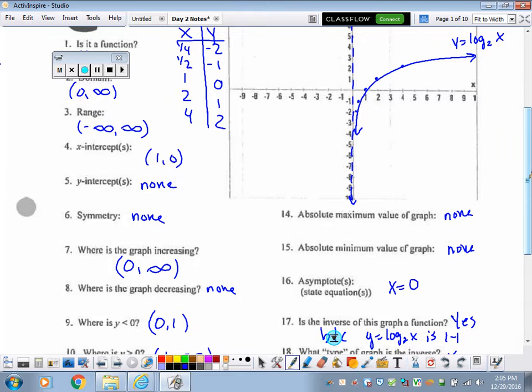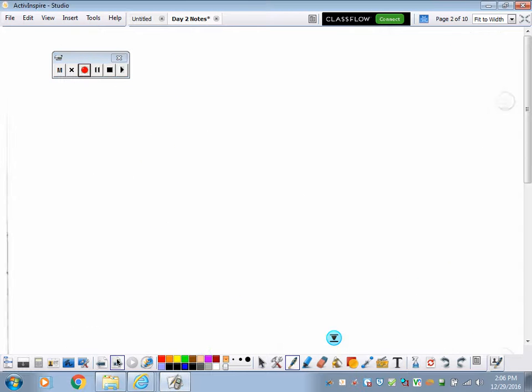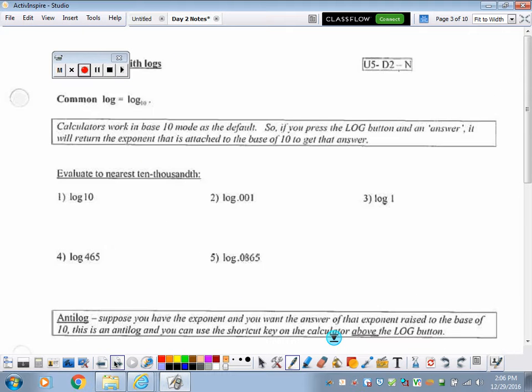So a little bit of warm-up reviewing the graph of a log function. Let's go to the next page where I'm going to talk to you a little bit about how we use the calculator in evaluating logs.